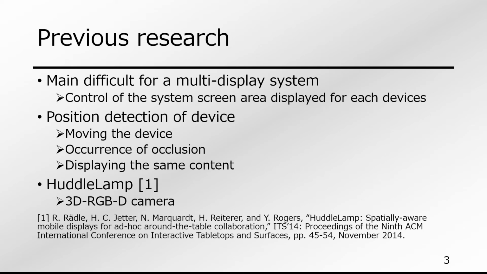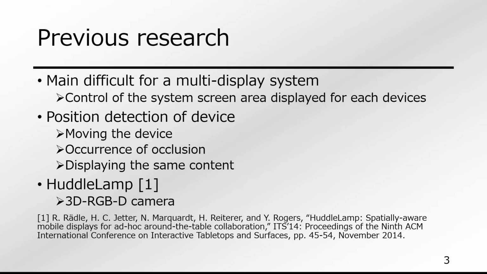The main difficulty for a multi-display system is the control of which part of the system screen is displayed on the devices. In the multi-display system, the server needs to determine which part of the system screen to display on which device, so it is necessary to know the relative position of each device. The position detection of a device is made difficult by moving the device, occluding the device from each other or by any other objects, and sometimes displaying the same content on each device.